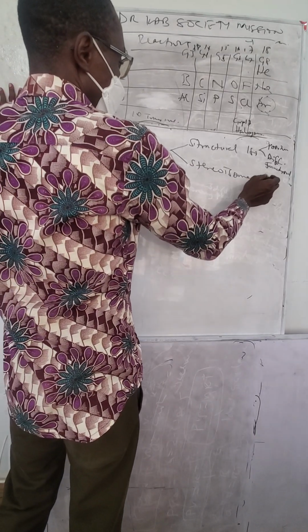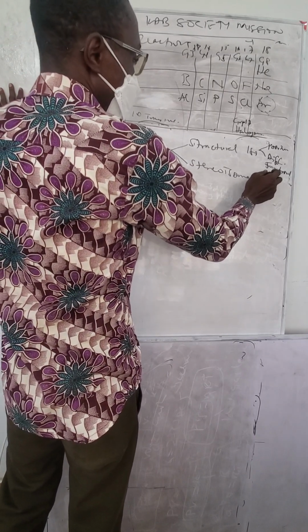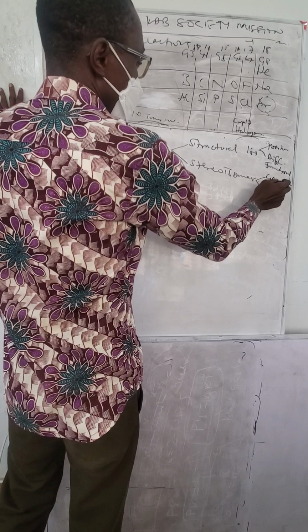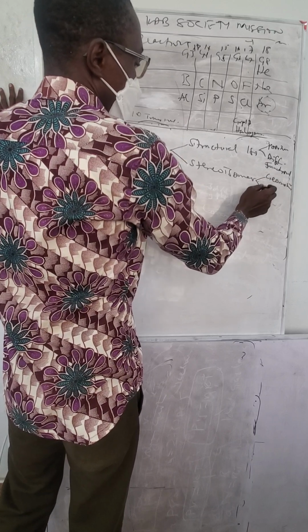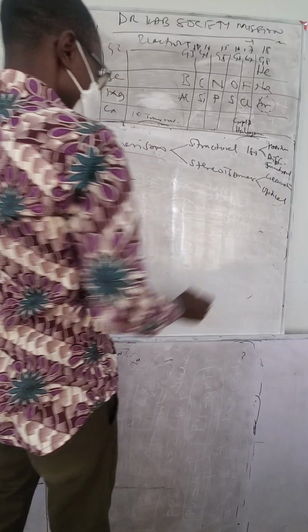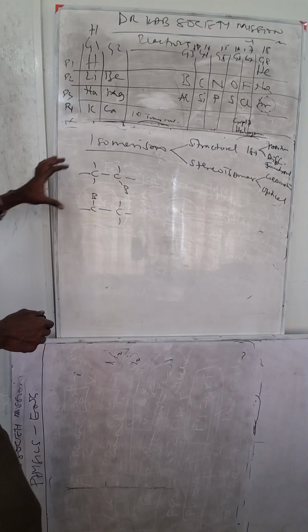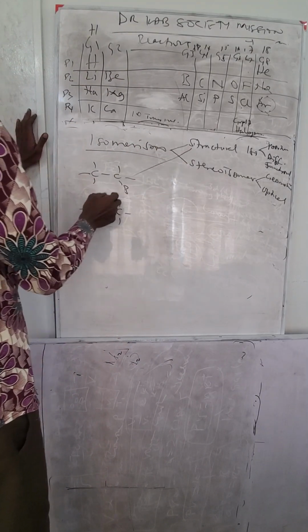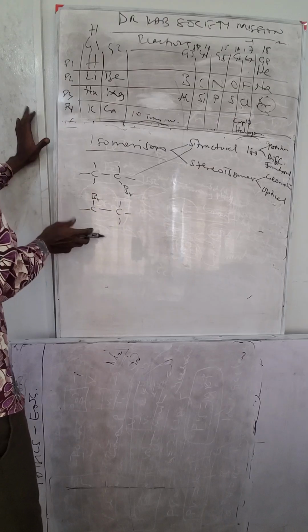Now the stereoisomers, you can have the geometric isomers or the optical isomers. Okay, right. So this is an example of the structural ones. So we're just changing the position.